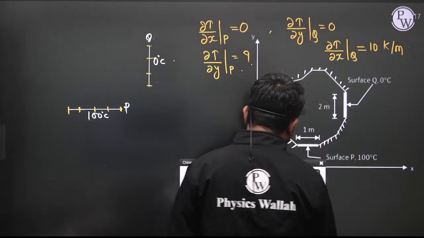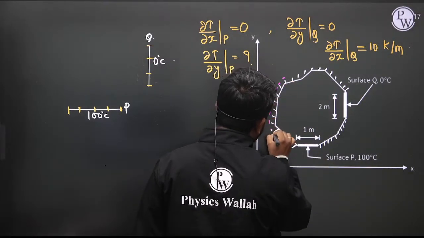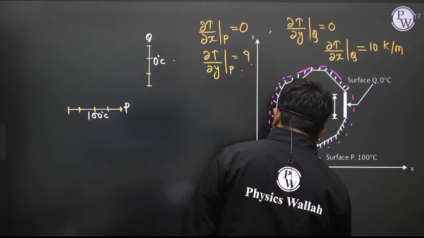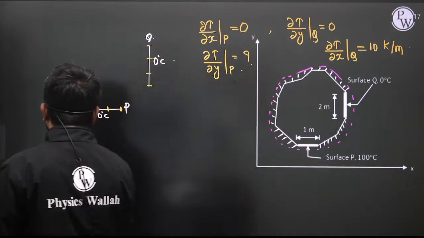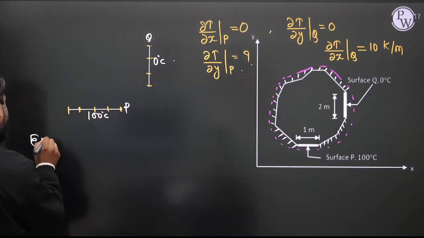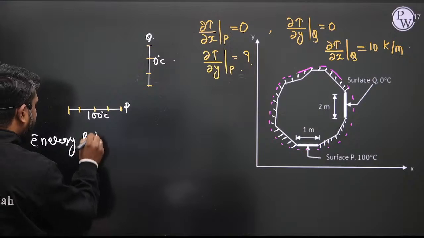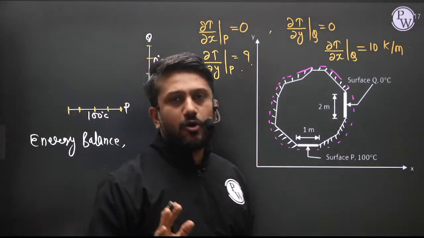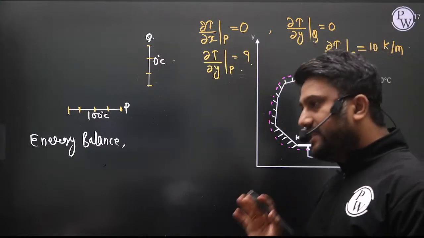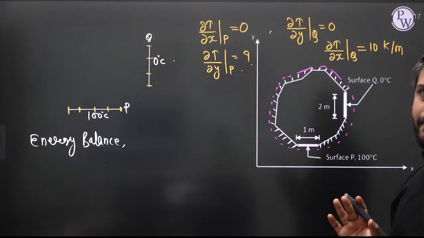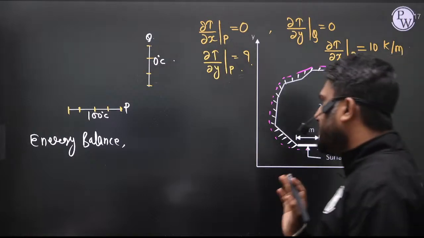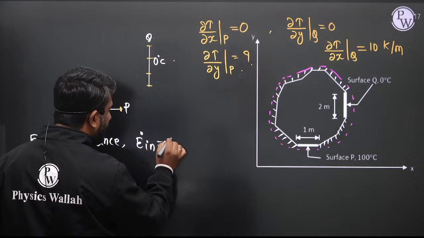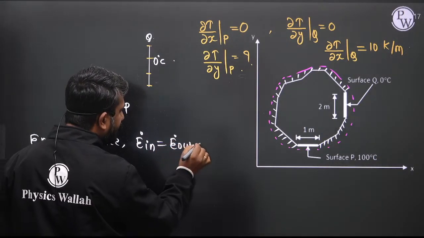Now this is your system, correct? If you apply the energy balance here, if you write the first law of thermodynamics, this is a steady state problem, it is clearly mentioned. In this problem there is no internal heat generation. So simply you can write: rate of energy in is equal to rate of energy out.